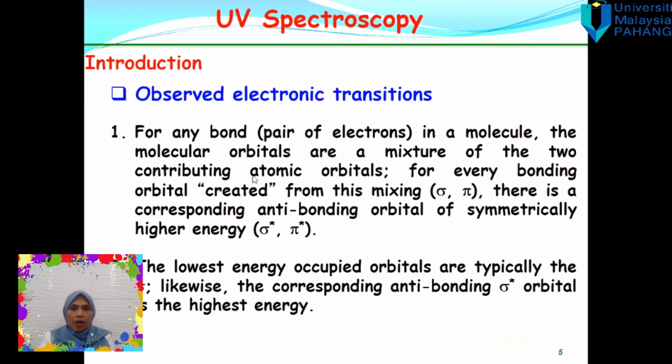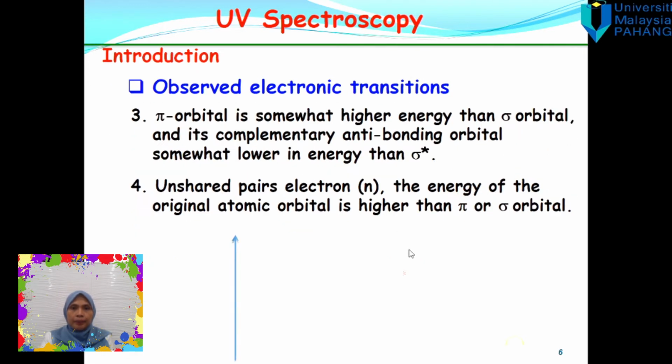For any bond in a molecule, there is a mixture of atomic orbitals called molecular orbitals. The bonds that we understand inside the molecule are always sigma and pi. And there is also another type of molecular orbital that we call an anti-bonding orbital: sigma anti-bonding and pi anti-bonding. The lowest energy molecular orbital is sigma, and the highest one is the anti-sigma orbital.